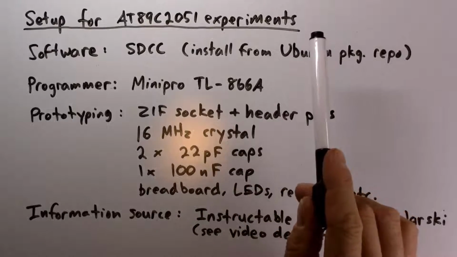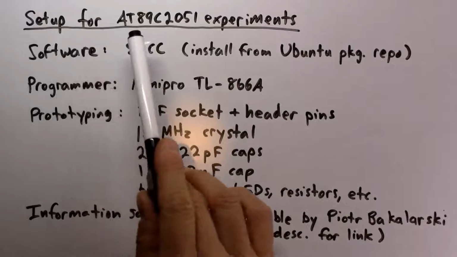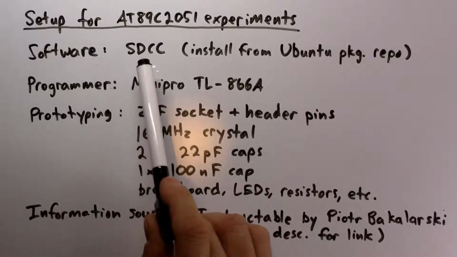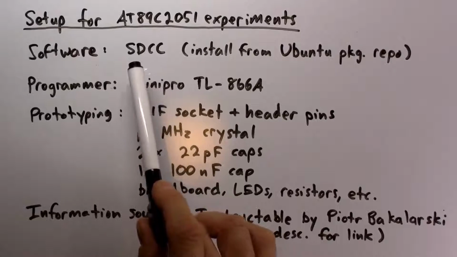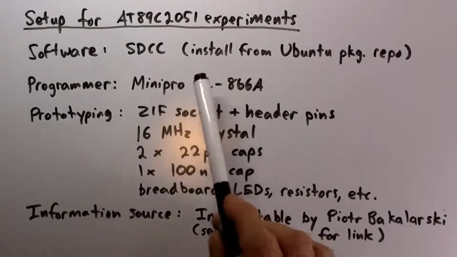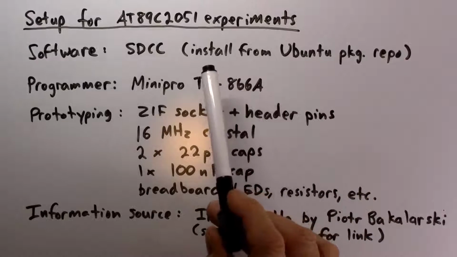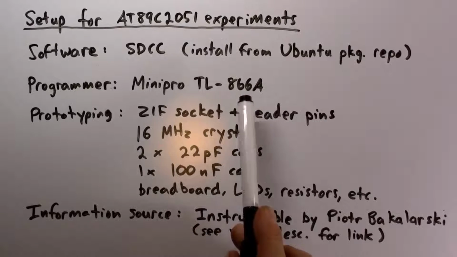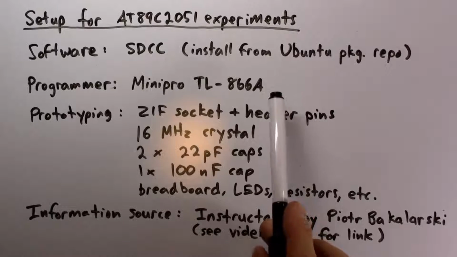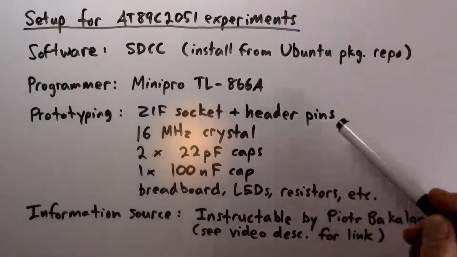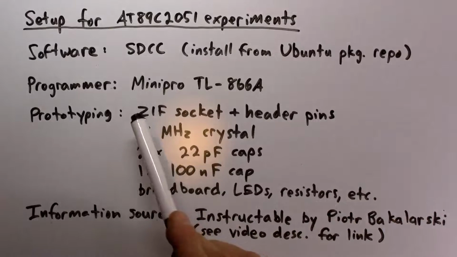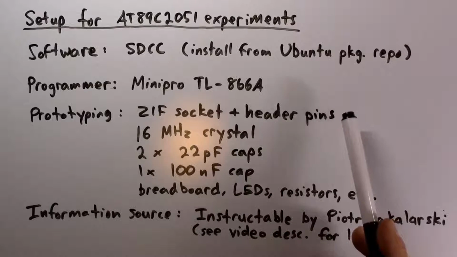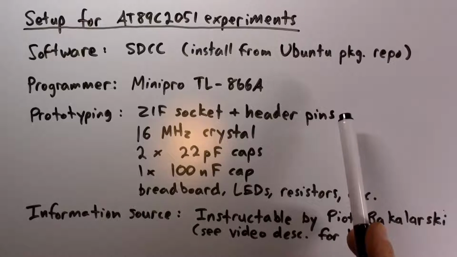All right, so here are the requirements, the things we're going to need for our experiments with the AT89C2051 microcontroller. For our programming software, we're going to use the SDCC C compiler. That stands for the Small Device C compiler. I just installed it from the Ubuntu package repositories. The one that was in there worked fine. I'm going to use my MiniPro TL866A programmer with the Windows software running under Wine to program the device. And for the hardware prototyping, I soldered some header pins to a ZIF socket, so that way I can easily insert and remove the microcontroller from the circuit.